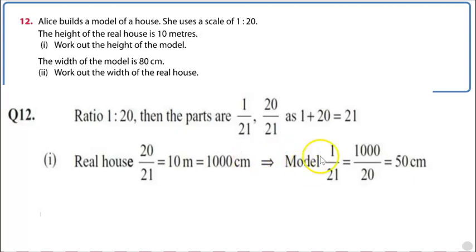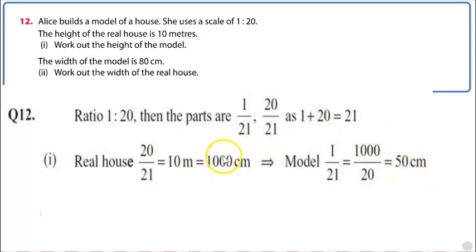The model is 1 over 21. So the 1 from the ratio represents the model, which is the smaller house, and it's 1 over 21 because 1 plus 20 is 21. So to get one part, it's going to be 1,000 divided by 20, because the real house is 20 parts to 1. So 1,000 centimetres divided by 20 is 50 centimetres. So the height of the model is 50 centimetres.